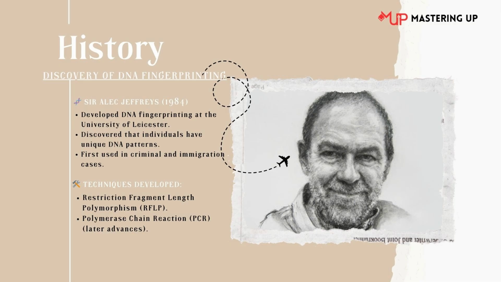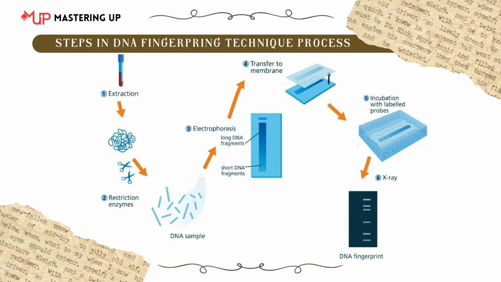Steps in DNA fingerprinting technique. DNA fingerprinting is a multi-step process used to analyze and compare genetic material. So let's go through the key steps involved in this technique. Step 1, sample collection. The process begins with collecting a DNA sample from sources such as blood, saliva, hair follicles, or bodily fluids.